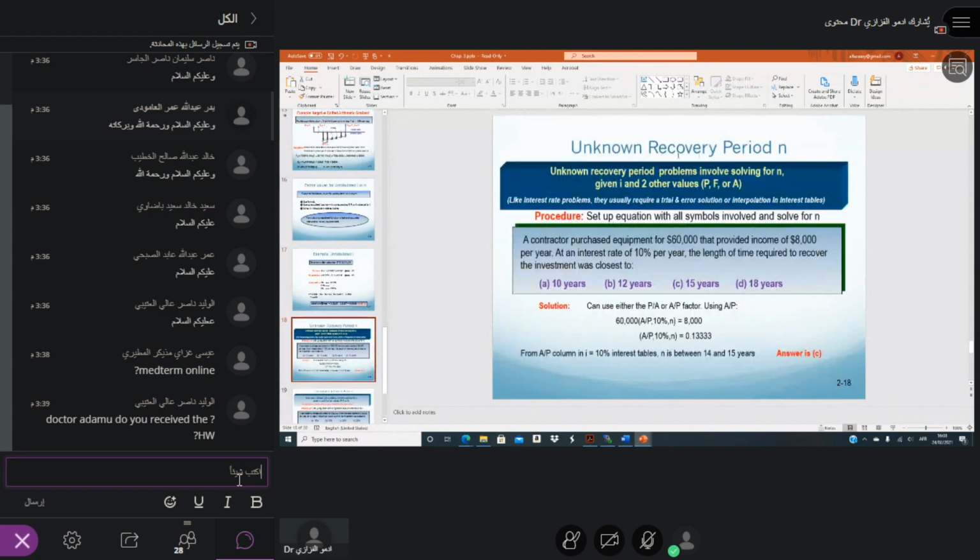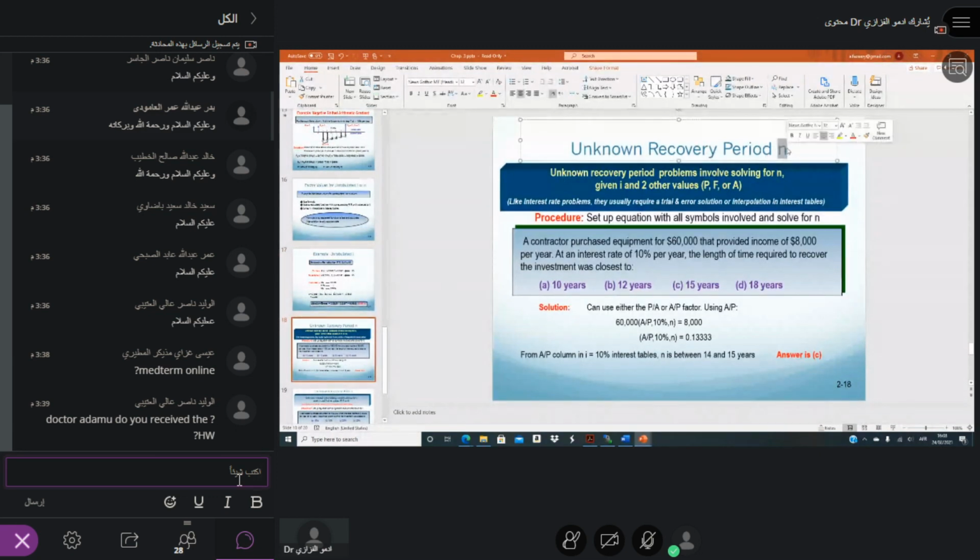Also, if you are given i, but you are asked to find n, an unknown period n, for example, the book gives maybe some periods of 2 years, whatever. The same thing, you will use the same approach. An unknown recovery period involves solving for n, given i and two other variables. So if you are given one of these variables and i, then they will ask you to find n. So you can use this approach.